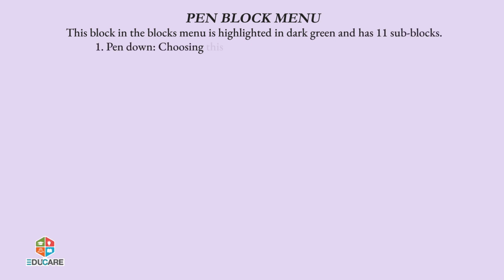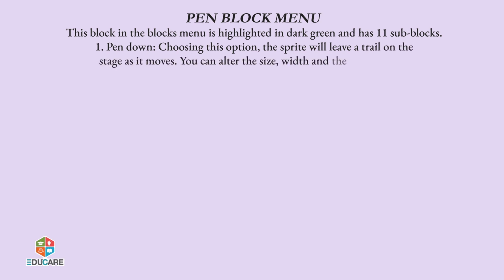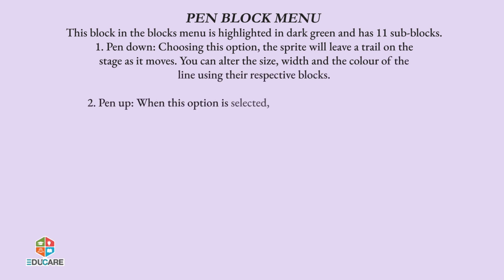Pen block menu. This block in the blocks menu is highlighted in dark green and has 11 sub-blocks. Pen down. Choosing this option, the sprite will leave a trail on the stage as it moves. You can alter the size, width, and the color of the line using their respective blocks. Pen up. When this option is selected, the sprite does not leave a trail on the stage as it moves.